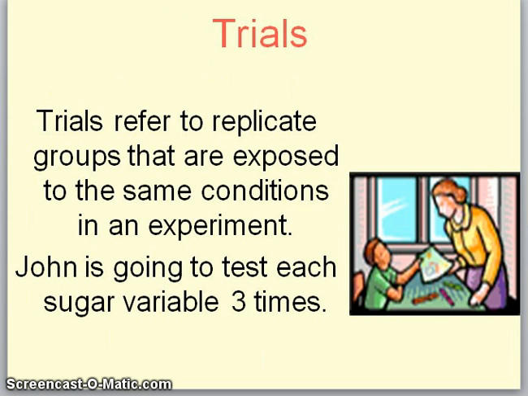To our trials. Now again, we talked about this before. In your experiment, each thing that you're going to do, you're going to test it 3 times. So each independent variable that you have should be tested at least 3 times. Okay, so he's going to test each of his sugar variables 3 times, and in the same conditions, the same constants, the same things all the time throughout each of them.